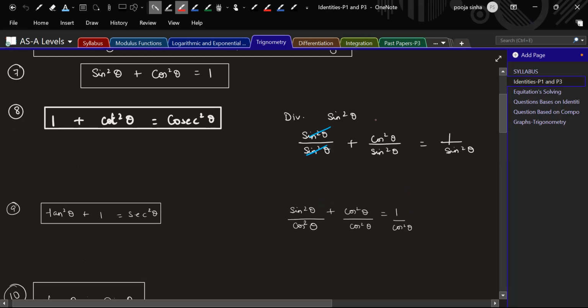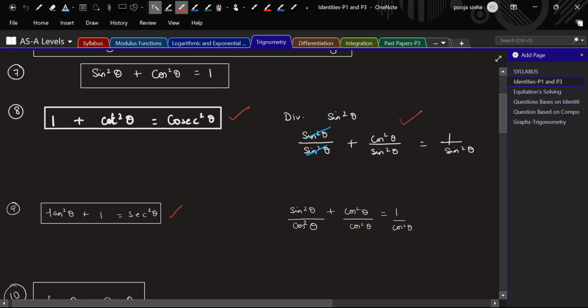In the same way, earlier in the previous one, we took this identity and divided by sine square theta. Now we'll take the same identity and we are going to divide by cos square theta. Same identity. So what will happen? This cos square theta, this cos square theta gets cancelled. That becomes a 1. Sine upon cos will become what? Tan. So that becomes tan square theta. 1 upon cos? Sec. So that becomes sec square theta. So the 7th, 8th and 9th identities are related.